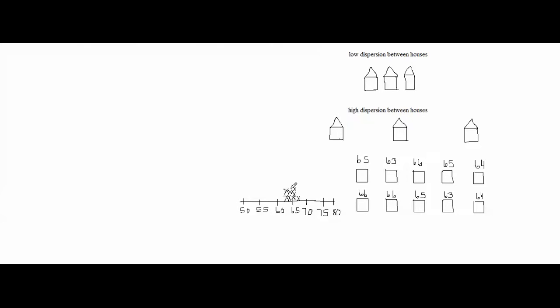Notice how these speeds are all very close to each other. They're all clustered very close to each other on this number line. That's why this would be an example of low dispersion between the speeds of cars.